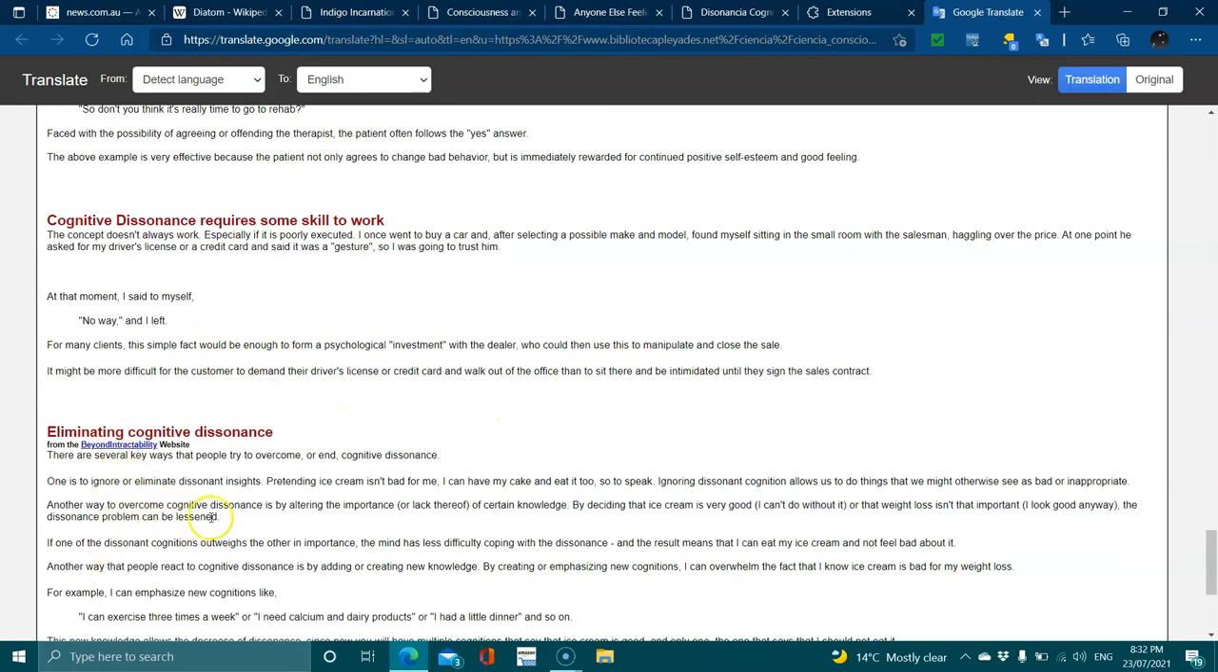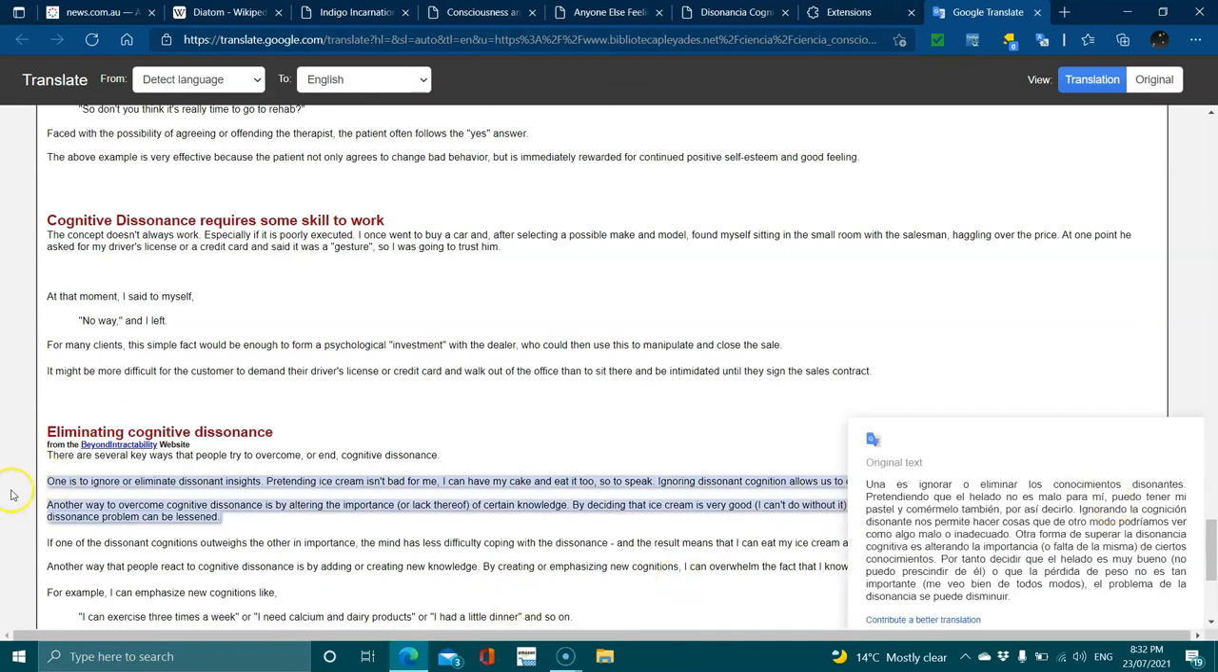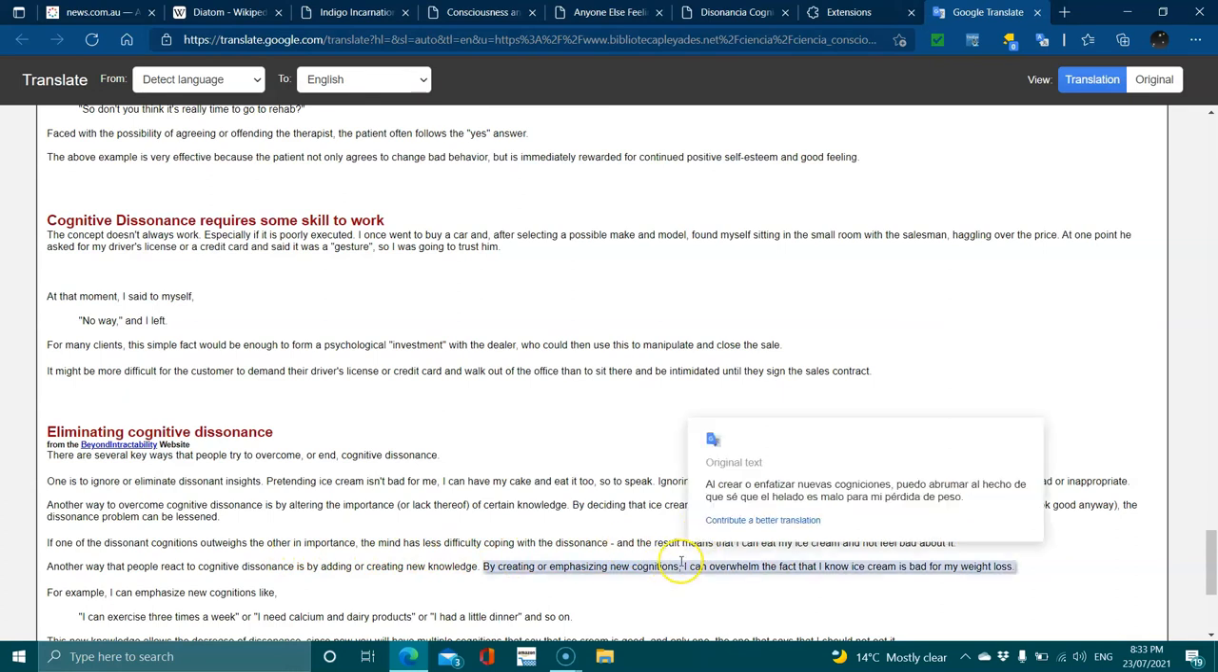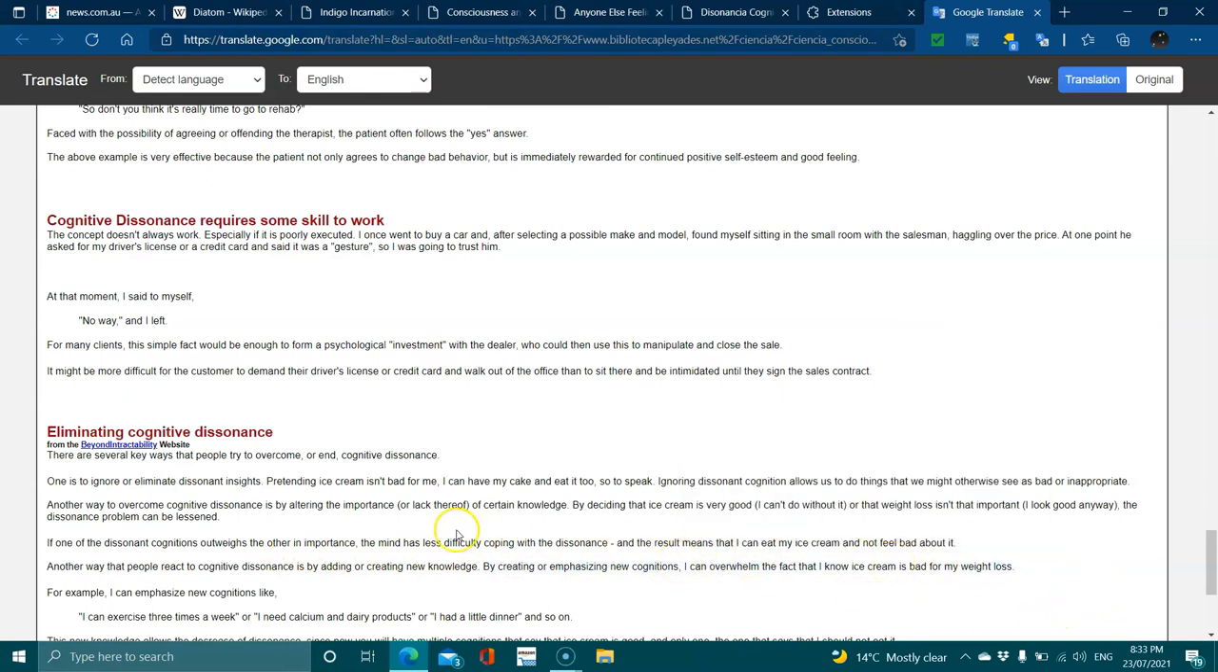Another way to overcome cognitive dissonance is by altering the importance of certain knowledge. By deciding that ice cream is very good, I can't do without it, or that weight loss isn't as important, I look good anyway, the dissonance problem can be lessened. If one of the dissonant cognitions outweighs the other in importance, the mind has less difficulty coping with the dissonance, and the result means that I can eat my ice cream and not feel bad about it.